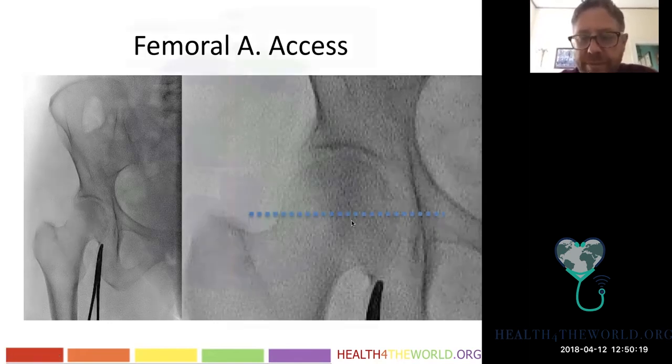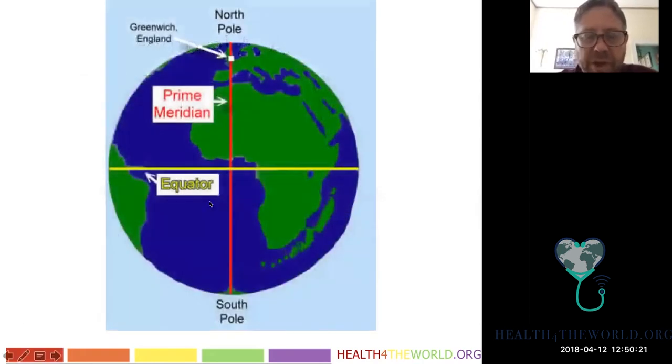There's the equator. So you're going to want to be somewhere in here when you puncture. In this case, we're talking about the Atlantic, but you get the point.